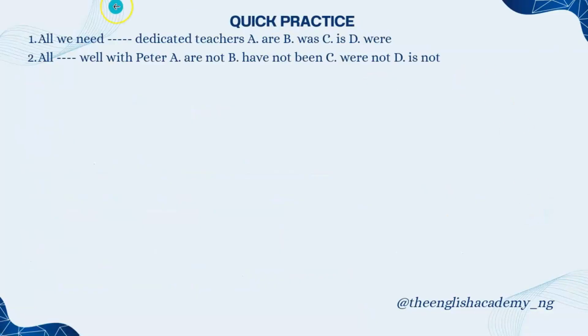Let's take a look at this exercise. All we need is what? Dedicated teachers. We did it the other time. All dash well with Peter. Is it all are not well, or all is not well? Here, all is saying everything. Everything is not well with Peter. So the answer is all is not well with Peter.